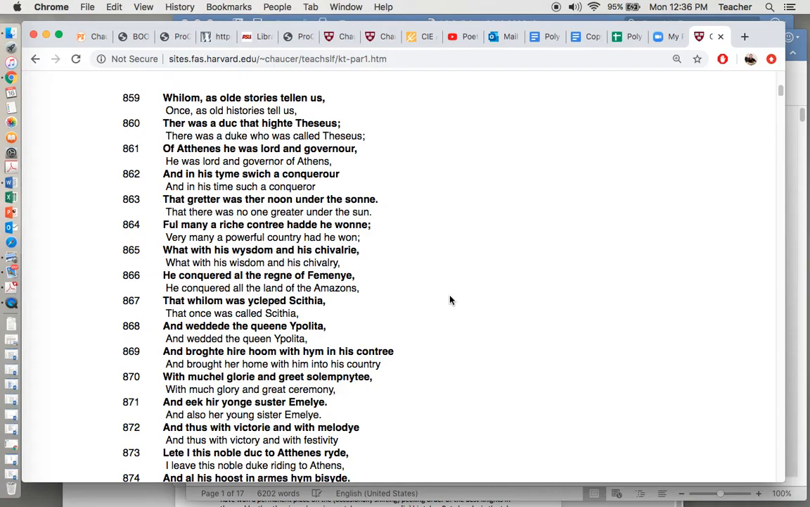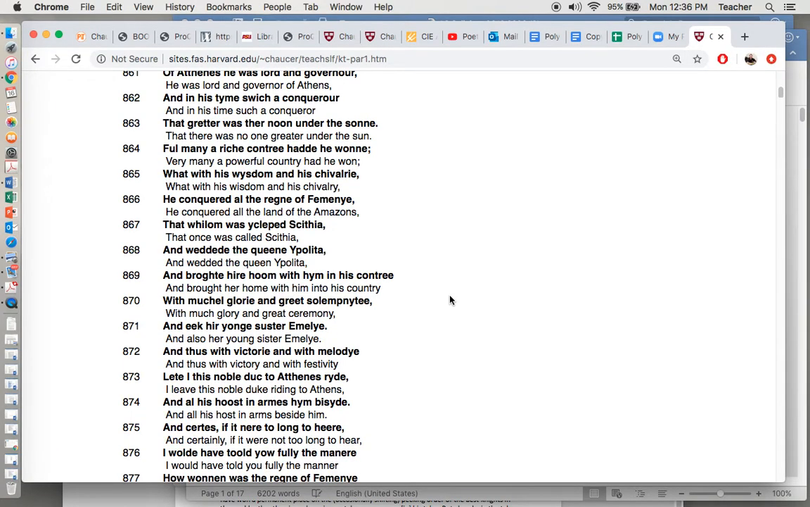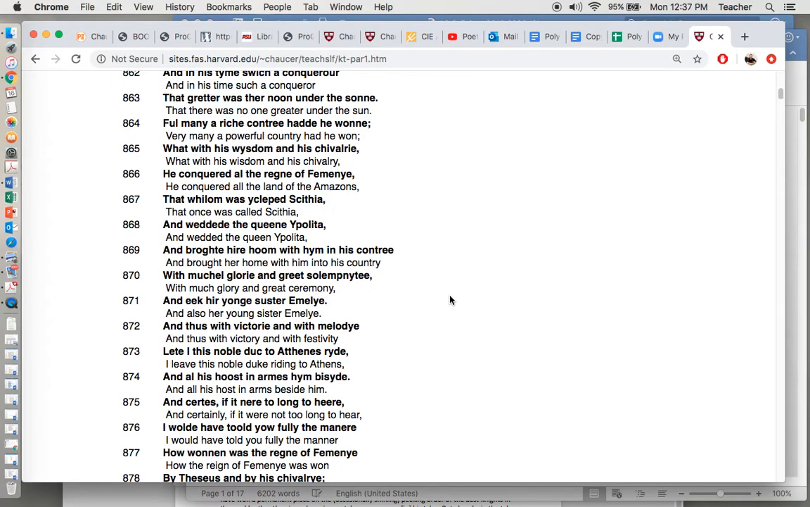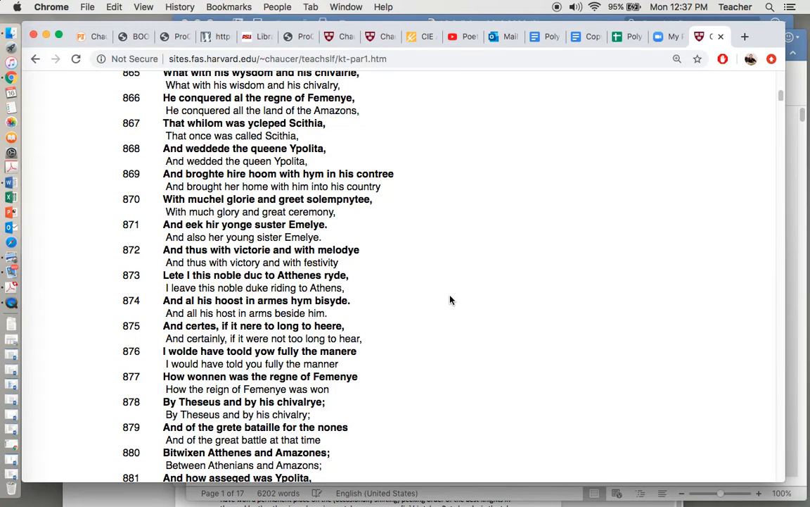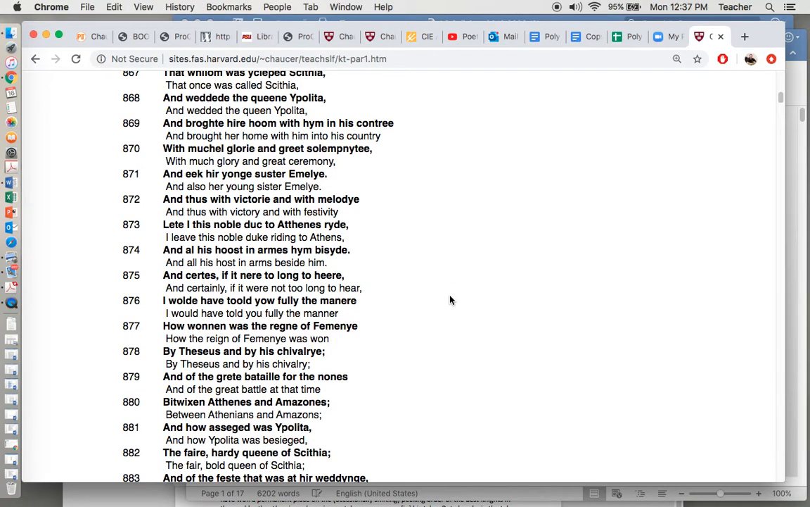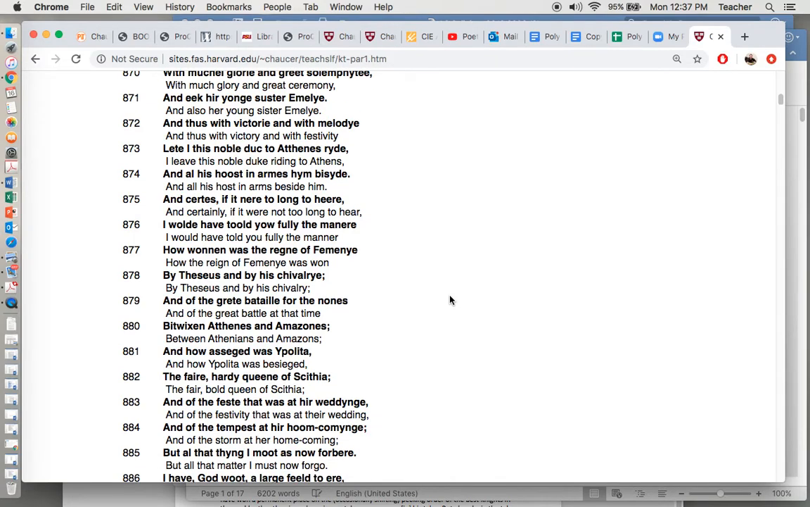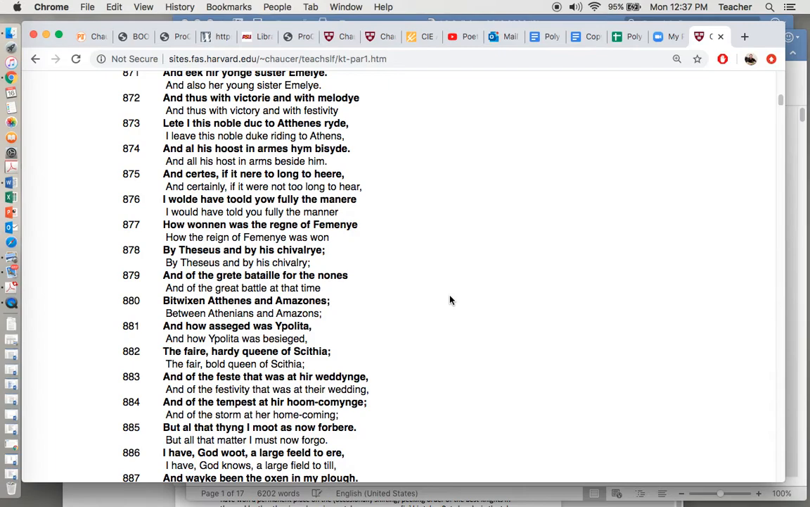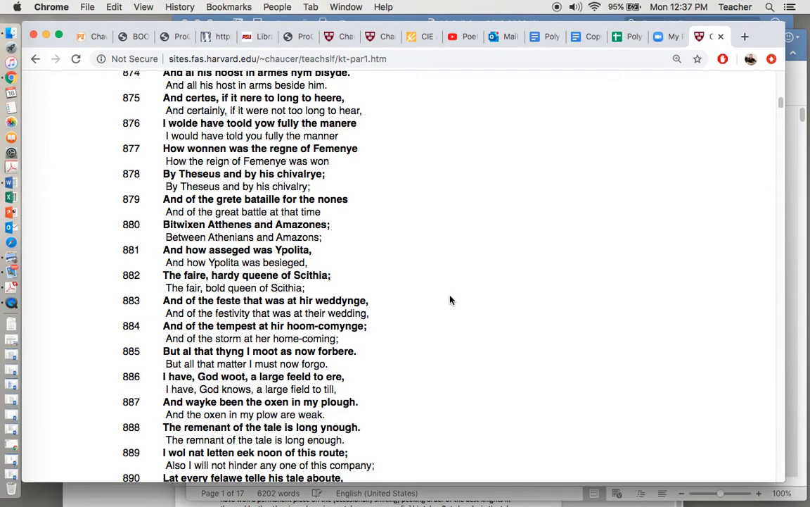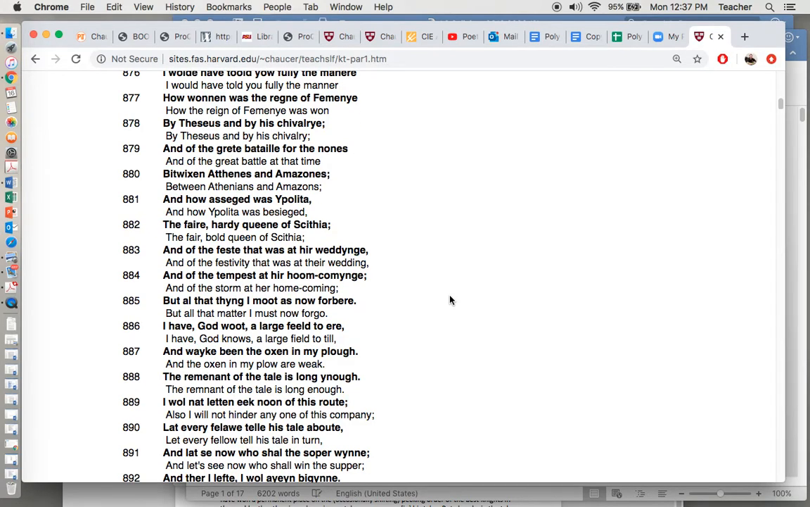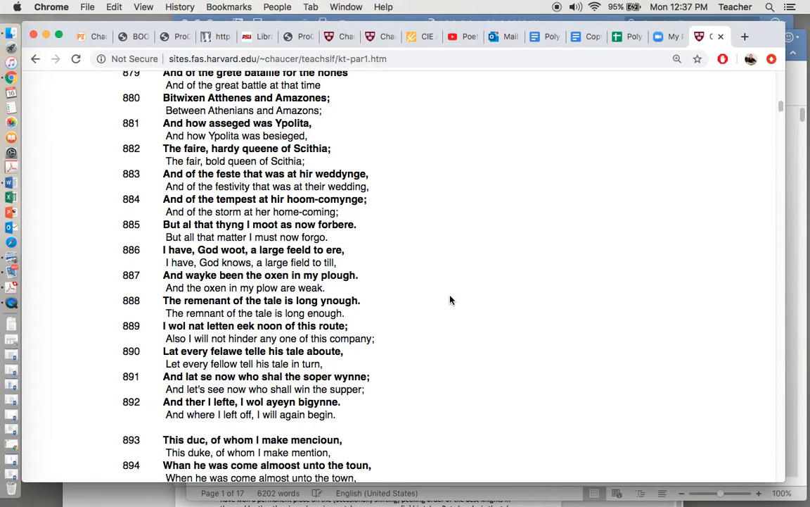And thus with victory and with melody let I this noble duke to Athens ride, and all his host in arms him beside. And certes, if it nere too long to hear, I would have told you fully the manner how wonnen was the reign of Feminia by Theseus and by his chivalry, and of the great battle for the nonce betwixt Athens and Amazons, and how assieged was Hippolyta, the fair hardy queen of Scythia, and of the feast that was at her wedding, and of the tempest at her homecoming. But all that thing I must as now forbear. I have, God wot, a large field to ear, and weak be the oxen in my plough. The remnant of the tale is long enough. I will not letten eke none of this rout; let every fellow tell his tale about, and let see now who shall the supper win; and there I left, I will again begin. Thank you, Chaucer.